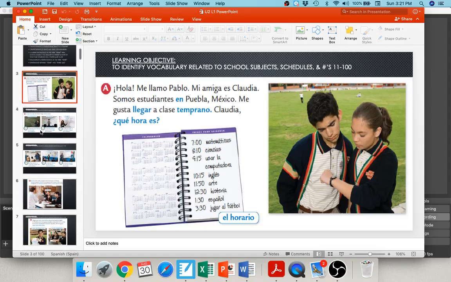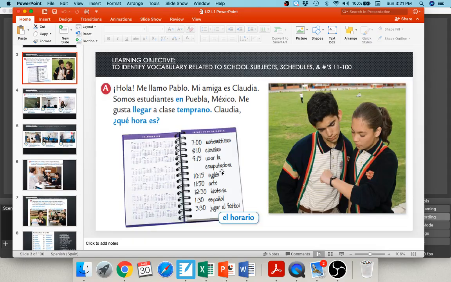As always, I'd like to get started just by taking a look at a short reading here and translating these things with you together so that you can get a feel for the vocab you see in this chapter. So we start out here in letter A and we see, Hola, me llamo Pablo, mi amiga es Claudia y somos estudiantes en Puebla, México. Me gusta llegar a clase temprano.